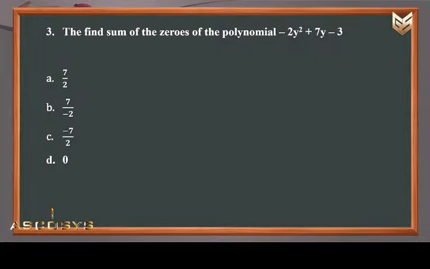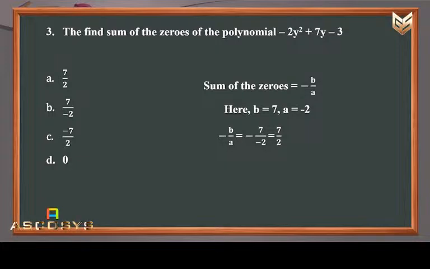How to find the correct answer? Before finding the sum of the zeros, you need to know the formula for the sum of the zeros. The formula is: sum of the zeros is equal to minus b by a. So what is your b here? In the polynomial, your b is 7, and what is your a? Your a is minus 2. So minus b by a will be minus 7 by minus 2. That means it is equal to 7 by 2. So which option is correct? Number A, 7 by 2 is the correct answer.